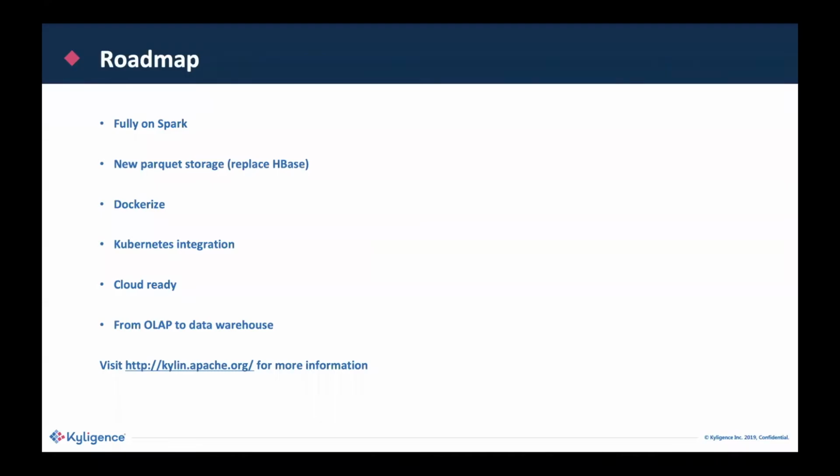We are going to use Docker to distribute and deploy Apache Kylin. As I mentioned before, we already have a simple version available for everyone to use. You can just pull the image from the Docker Hub. And then the Kubernetes integration.